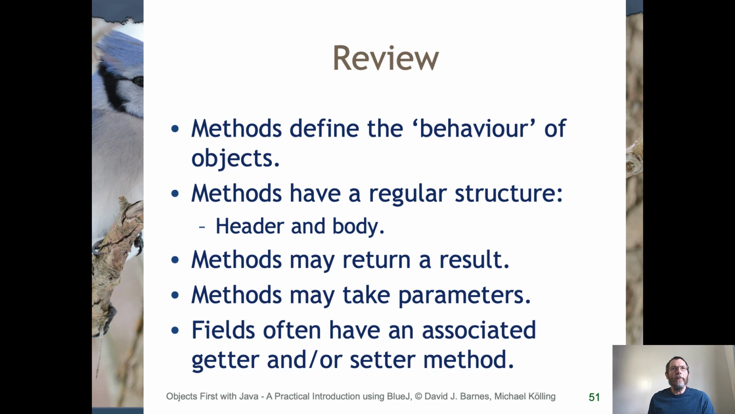So let's review what we've talked about. Methods are used to define the behavior of objects. They have a regular structure consisting of a header and a body. Methods may return a result to their callers, a data value. Methods may take parameters. Not all methods do, but some methods do. Fields will often have an associated getter or setter method, and we've seen some very simple rules for how to define those getters and setters that fall quite naturally from the definition of the fields that they're supporting.